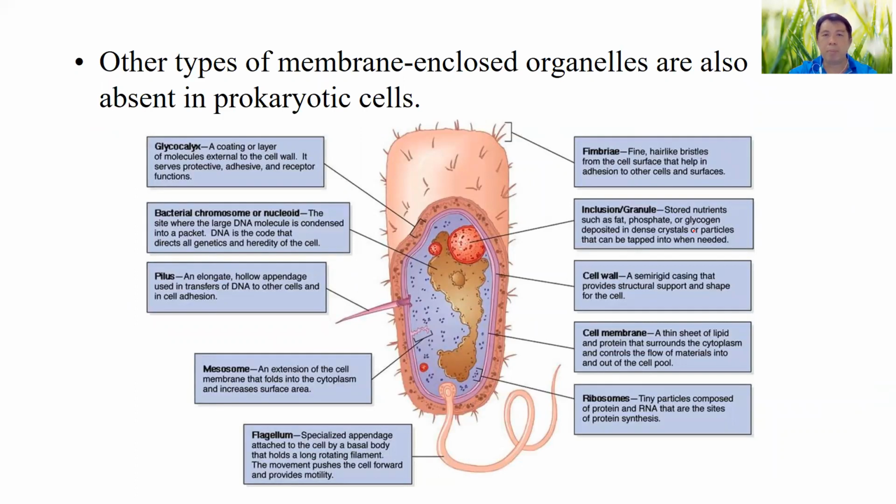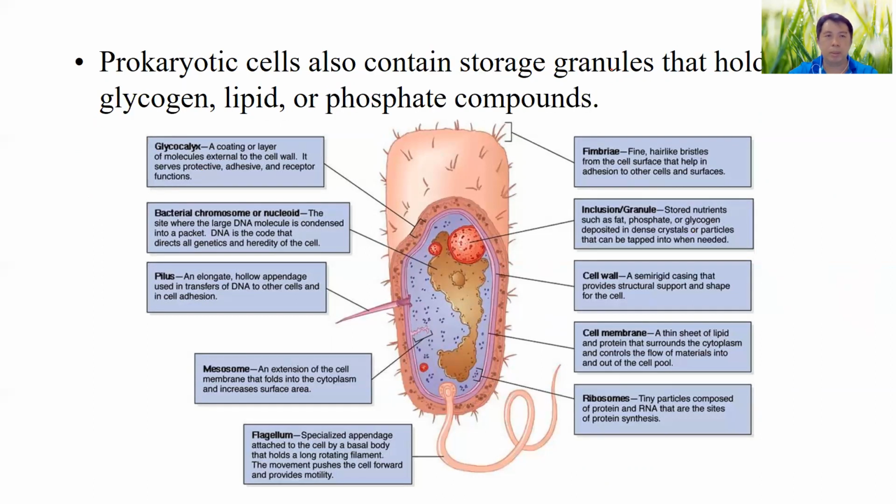Other types of membrane-enclosed organelles, such as mitochondrion, chloroplast, lysosome, and Golgi apparatus, are also absent in prokaryotic cells. So all these membrane-bound organelles are not found in prokaryotic cells. The prokaryotic cells also contain storage granules that hold glycogen, lipid, or phosphate compounds. That means prokaryotic cells store glycogen as their energy storage and not starch.